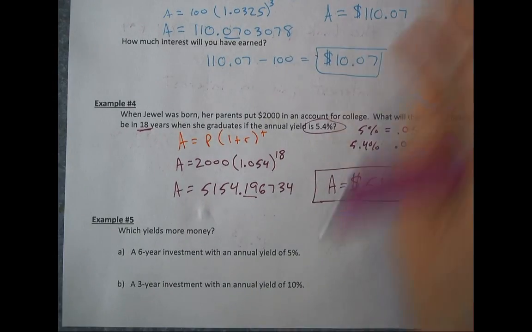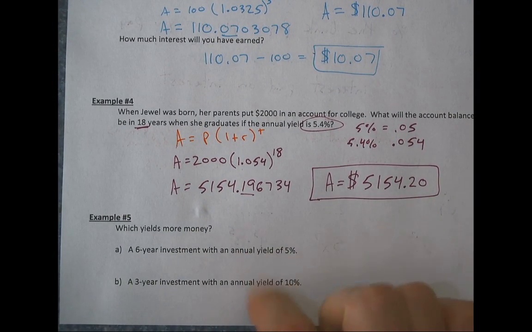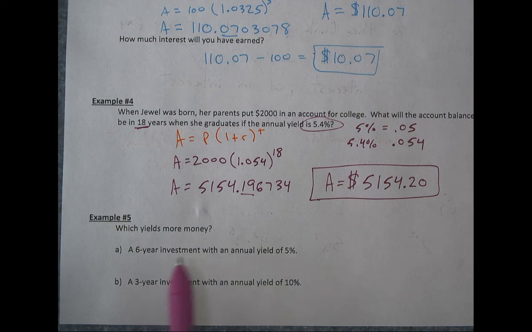All right, and one more quick example. We're going to compare two different things. So which one yields a bigger investment? A 6-year investment with an annual yield of 5%, or a 3-year investment with an annual yield of 10%. Now notice they're not telling you how much the investment is. So you could just make up a number. Let's say you invested $100 and you could put that for your principal on each one of these and run through that equation and see which one's bigger.